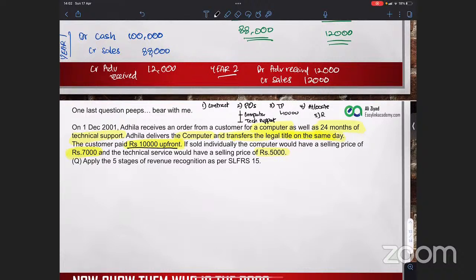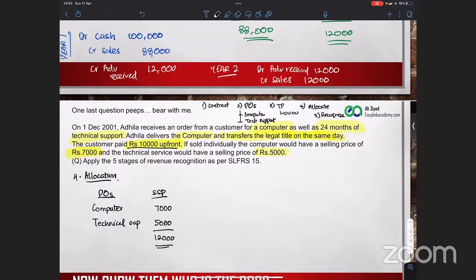Fifth step is to recognize. Right. So let me do step 4 here. Step 4, allocation. Performance obligations, computer and the technical support. What is the standalone selling price, guys? Computer, if sold individually, will have a price of how much? 7,000. Technical service will have a price of 5,000. So total 12,000 here.